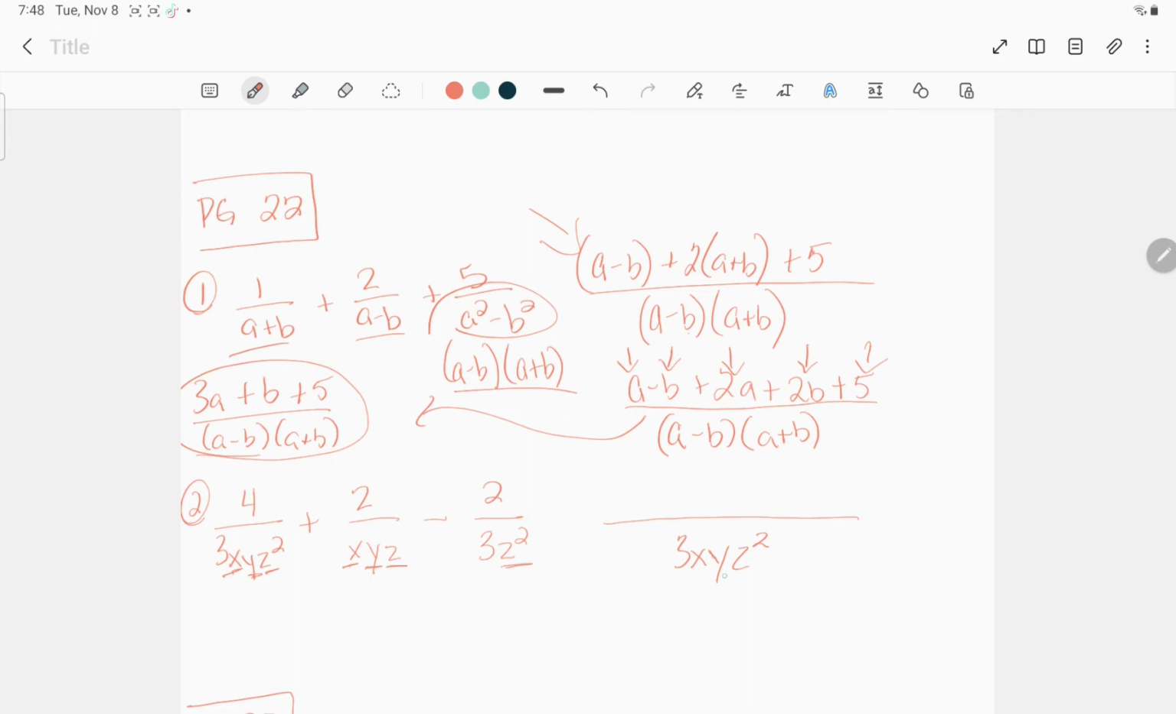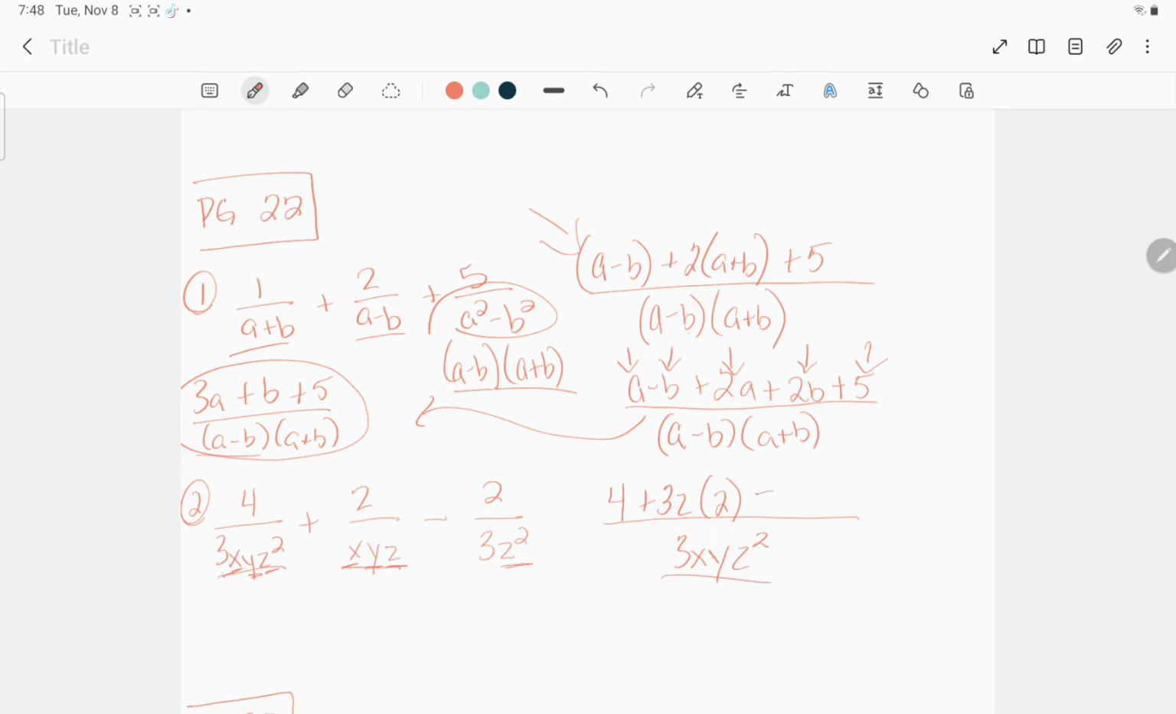All right, so 3xyz squared divided by 3xyz squared gives me 1. So that's a 4. All right, and then 3xyz squared divided by xyz squared leaves me with 3z times 2.